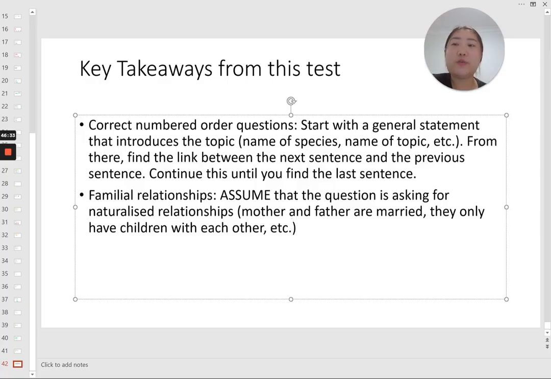So obviously in real life that might not always be true, but in this case, if we have those variables in mind, if those cases are also considered, then there's too many options and we can't make a definitive answer. So always assume that the question is kind of talking about the naturalized relationships, okay?